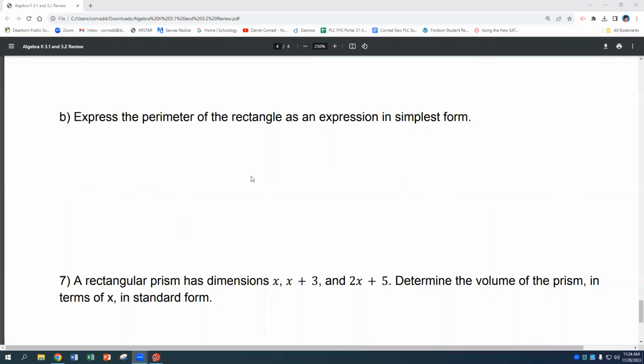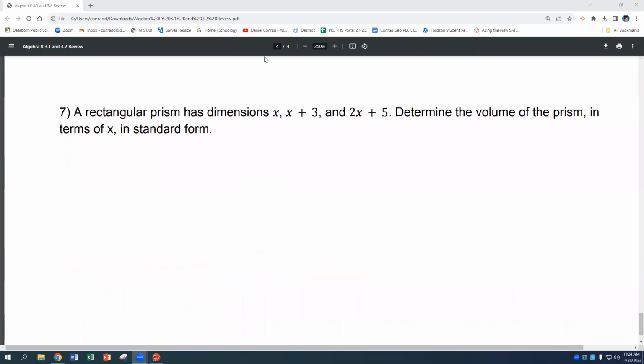All right. Next question, number 7. A rectangular prism has dimensions. So if we have a rectangular prism, let's see if we can get a good diagram in here. There's my rectangular prism. Okay, it has the dimensions of x, x plus 3, right? And then our width here is 2x plus 5. Okay. So those are the dimensions of a rectangular prism.